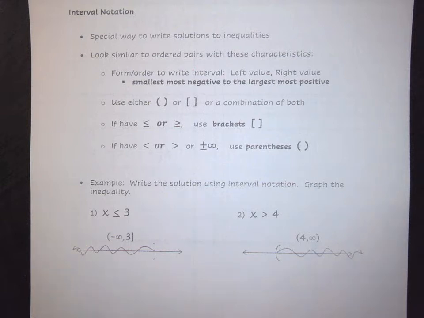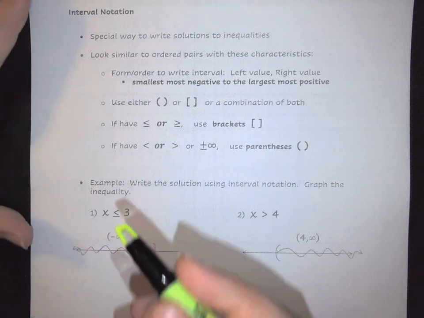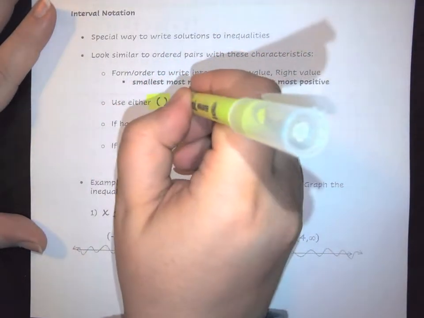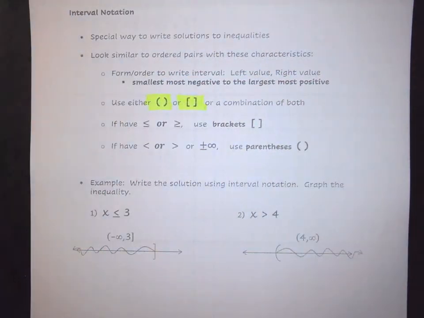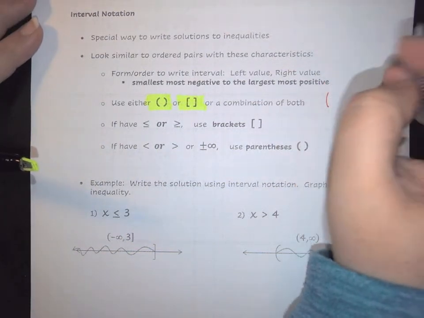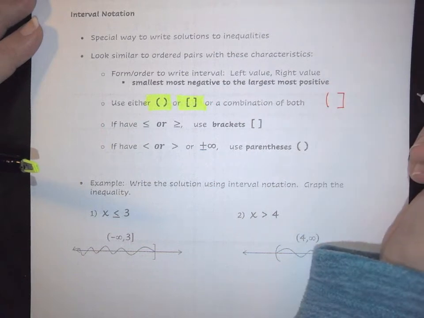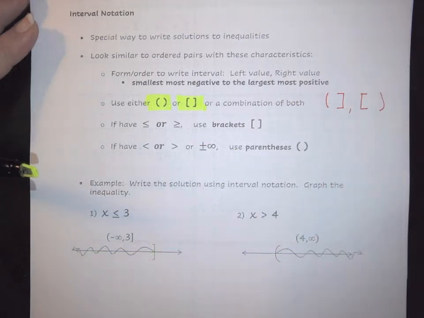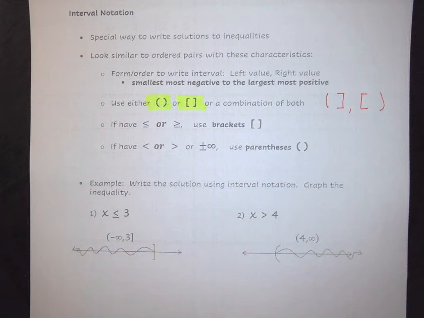The biggest thing that we need to remember when thinking about your interval notation is the fact that you will either use your parenthesis or a bracket or a potential combination of both. By combination of both, we're talking you may start one with a parenthesis and end with a bracket, or you could start with a bracket and end with a parenthesis. Okay, so either of those are perfectly acceptable.